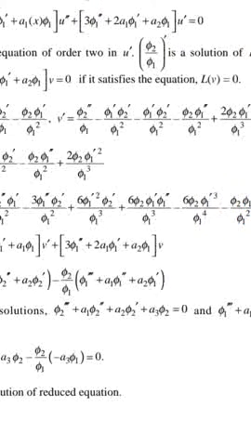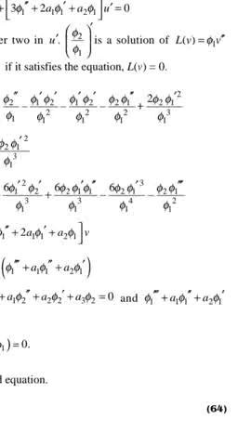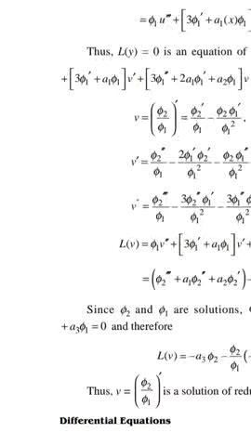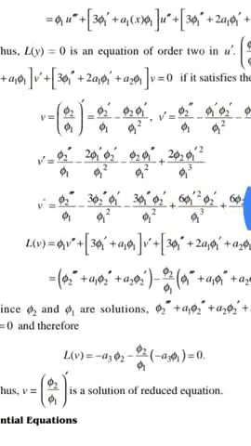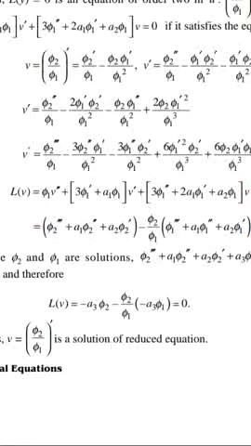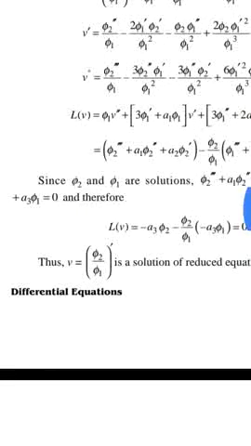Phi 2 divided by phi 1 dash is the solution of L of y, with v equal to u dash: phi 1 v double dash plus 3 phi 1 dash plus a1 phi 1 v dash plus 3 phi 1 double dash plus 2 a1 phi 1 dash plus a2 phi 1 v is equal to 0, if it satisfies the equation L of v is equal to 0. v is equal to phi 2 divided by phi 1 dash, which is equal to phi 2 dash divided by phi 1 minus phi 2 phi 1 dash divided by phi 1 square. v dash is equal to phi 2 double dash divided by phi 1 minus phi 1 dash phi 2 dash divided by phi 1 square minus phi 1 dash phi 2 dash divided by phi 1 square minus phi 2 dash phi 1 double dash divided by phi 1 square plus 2 phi 2 phi 1 dash square divided by phi 1 cube, and so on.